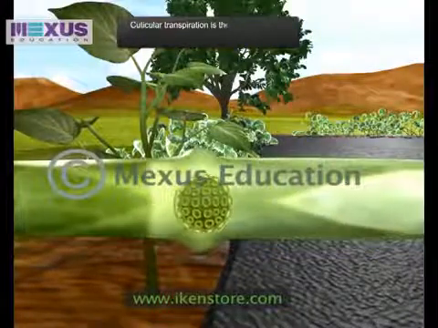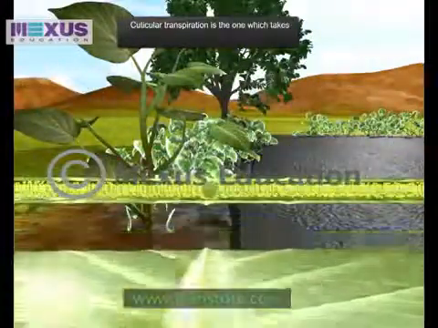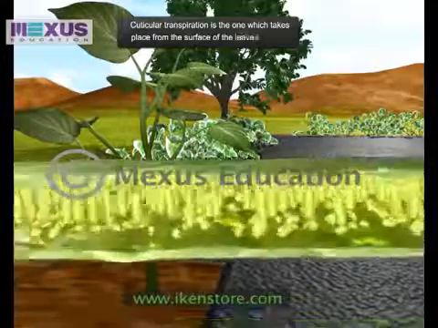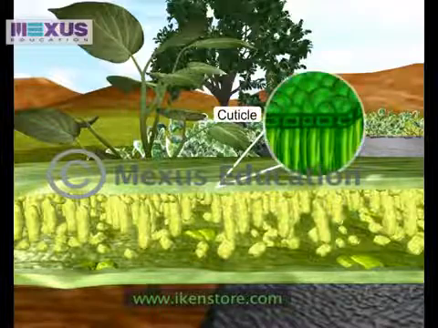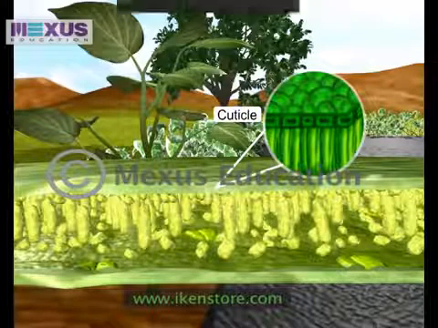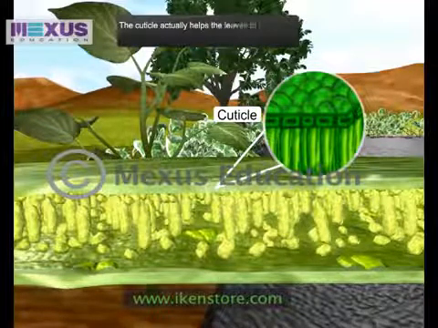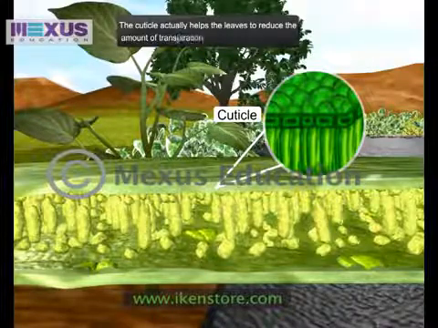Cuticular transpiration is the one which takes place from the surface of the leaves. Leaves are covered by a waxy layer of cuticle. The cuticle actually helps the leaves to reduce the amount of transpiration taking place.